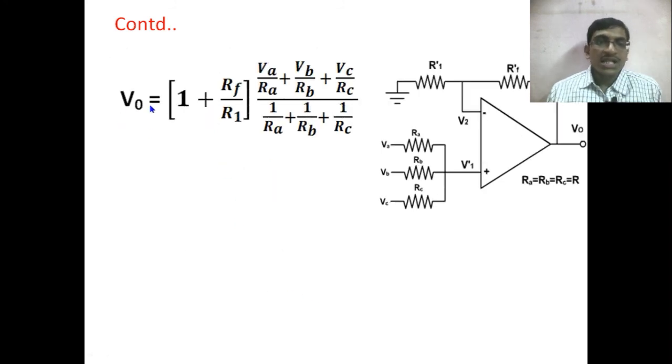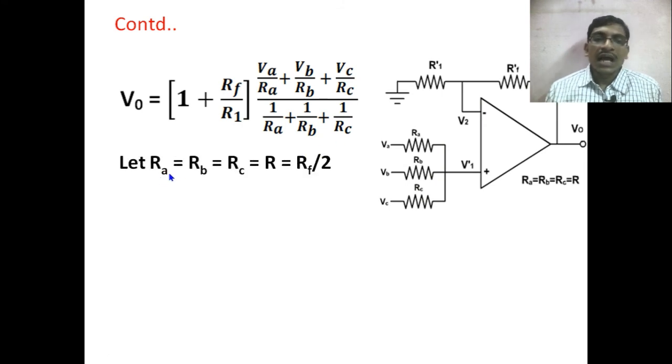Therefore, V0 is equal to 1 plus RF by R1 times VA by RA plus VB by RB plus VC by RC, whole divided by 1 by RA plus 1 by RB plus 1 by RC. Let us take RA equal to RB equal to RC, which is R, and this R is equal to RF by 2. Like that we are taking this equation.